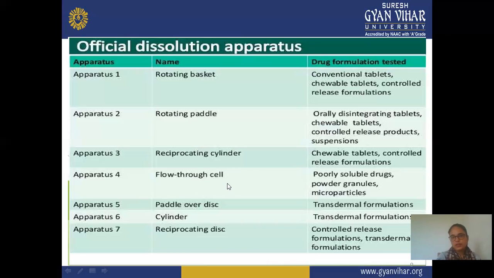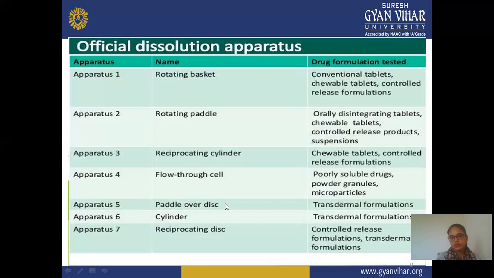This is flow through the cell. Flow through the cell is majorly used for a limited type of formulation, mainly poorly soluble drugs, and powder granules, microparticles, meaning small size particles, or those drugs which are poorly soluble. You perform the dissolution test by this type of apparatus, that is the flow through cell. Those drugs which don't have proper solubility, and granule particles that are also small in size, and microparticles, small size particles, you perform the dissolution testing by this apparatus 4.